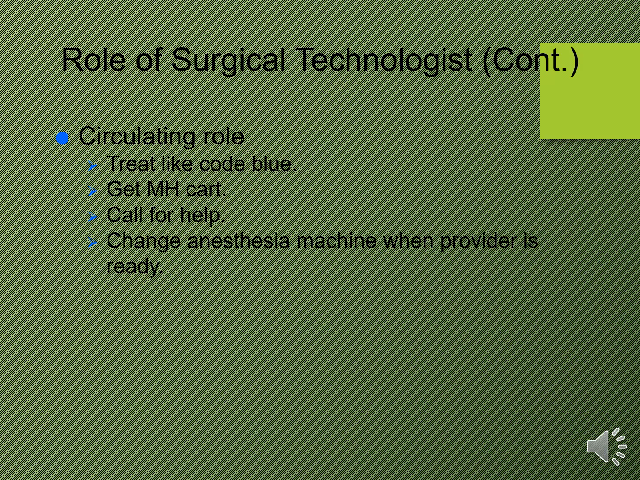As a circulating role, it's going to be a little bit different for you. So you're an extra pair of hands for that nurse. You're going to treat it like a code blue, where you're going to go get the MH cart, call for additional help, and then change the anesthesia machine when the provider's ready. This is going to be important because there is gas buildup in that anesthesia machine. So even though they discontinued the agents, there can be residual gases in there. So when it's time, they may just switch out that whole machine for a new one so you don't have any gases that are residually in there.